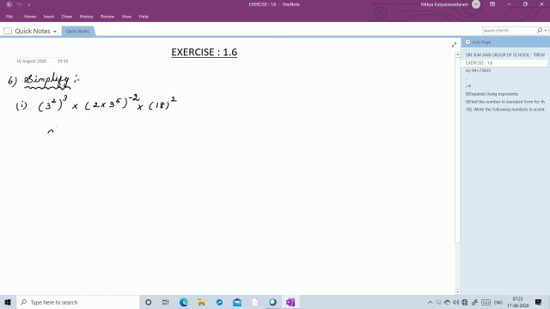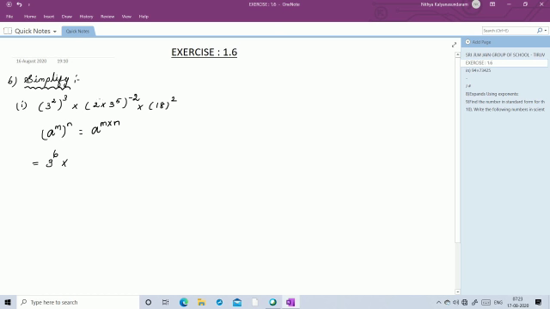Already we know (a^m)^n is a^(m×n). That means powers we want to multiply. So here also it is the same, like (3²)³. Here we have two powers, so powers we want to multiply. (3²)³ is, 2 3s are 6, 3⁶. First we want to remove the brackets.